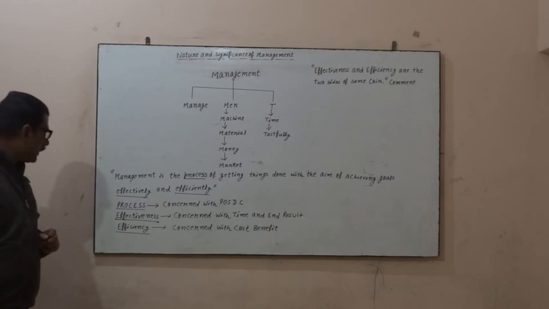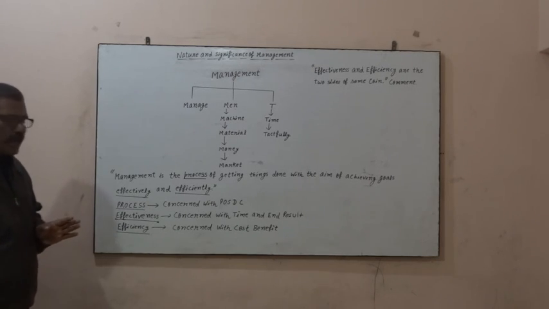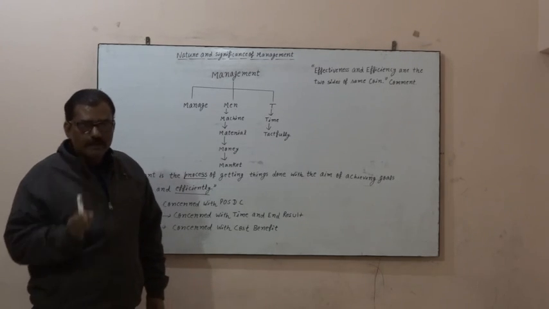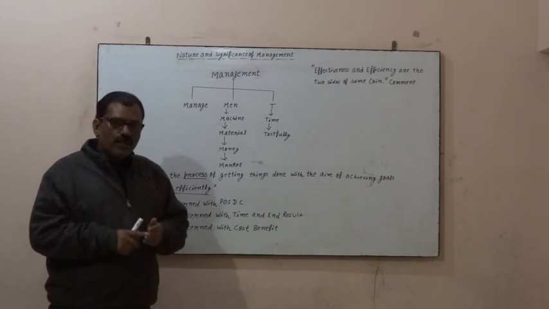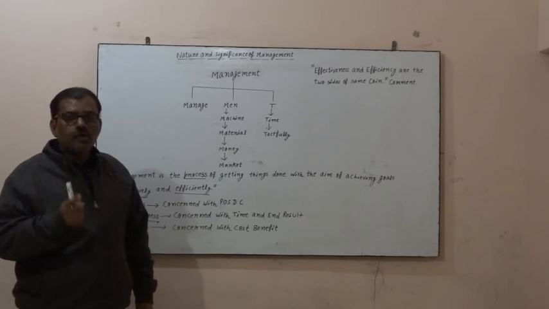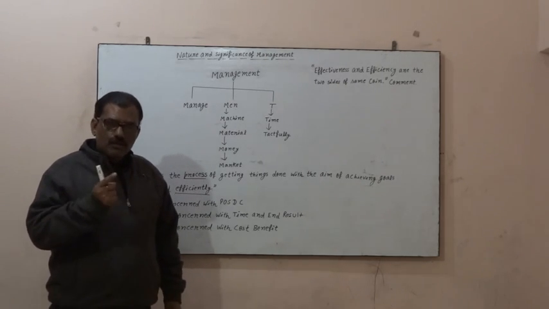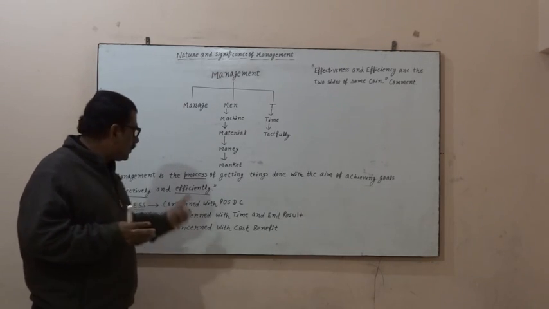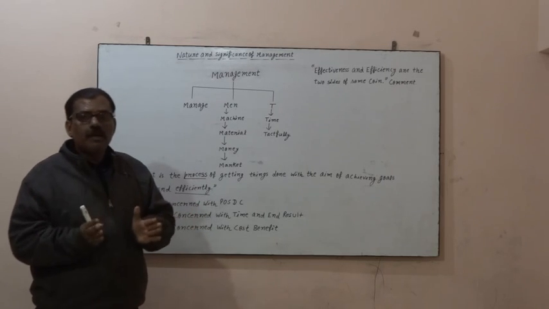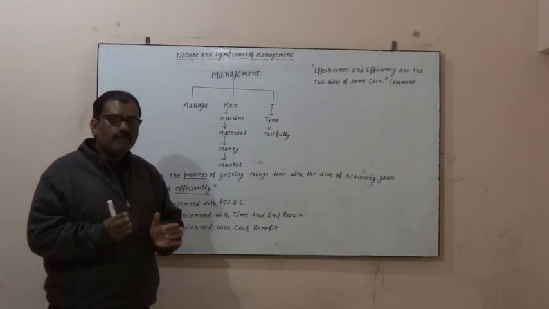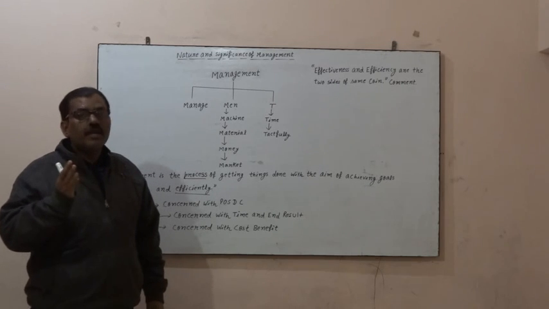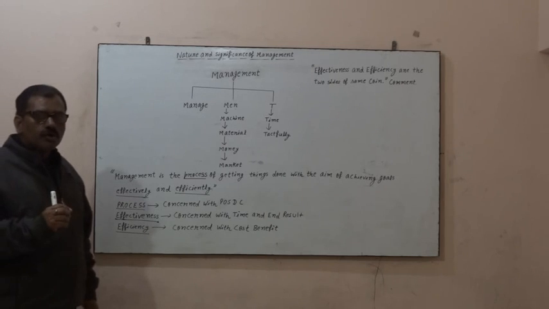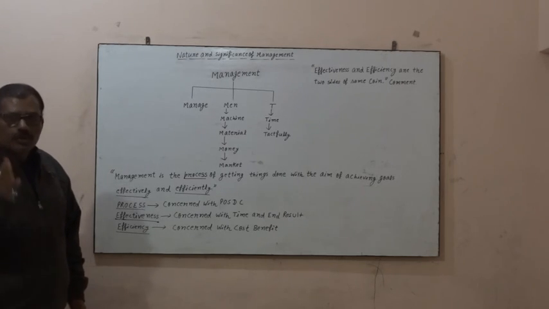Now I will explain you efficiency. Efficiency is directly related to cost benefit. It means if a manager is able to achieve his target with minimum input or with available resources, then we will say that that manager is efficient. Efficiency indicates minimum input, maximum qualitative output.